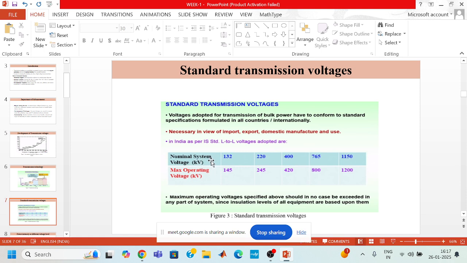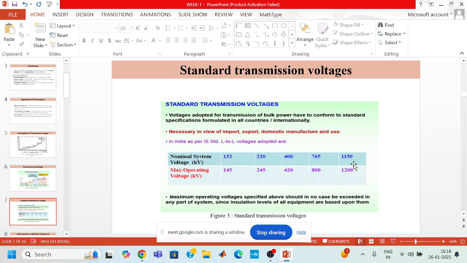For 132 kilovolt nominal system voltage, the maximum operating voltage is 145 kilovolt. Similarly for 220 kilovolt it is 245 kilovolt, for 400 kilovolt it is 420 kilovolt, and for 765 kilovolt the maximum operating voltage is 800 kilovolt. Similarly for 1200, the nominal voltage is 1150.